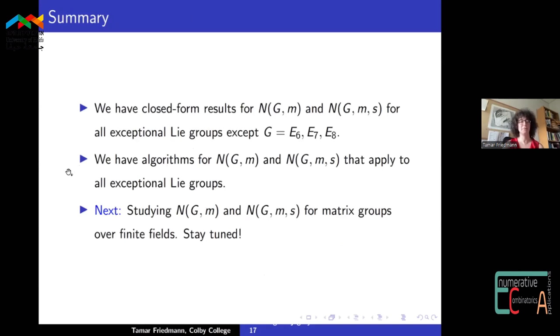So I've basically told you what the results are. Stay tuned for studying the same numbers for matrix groups over finite fields, which I'm working on right now.